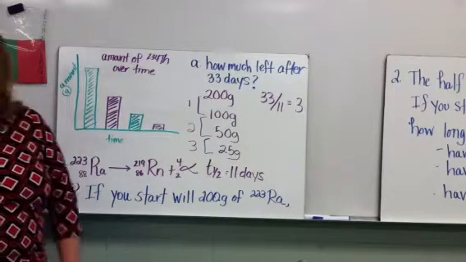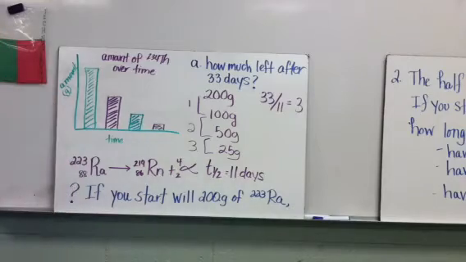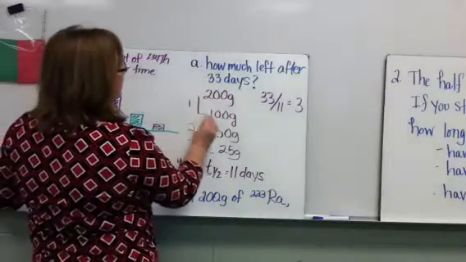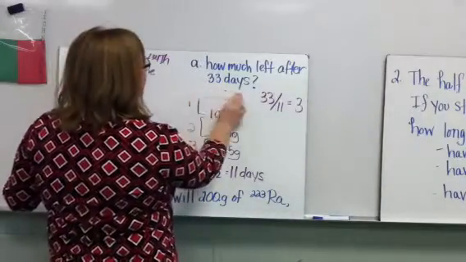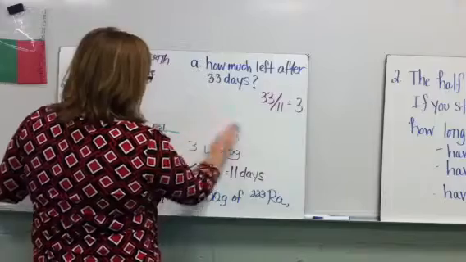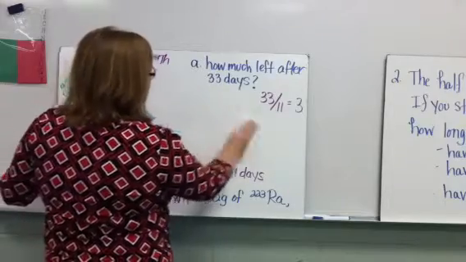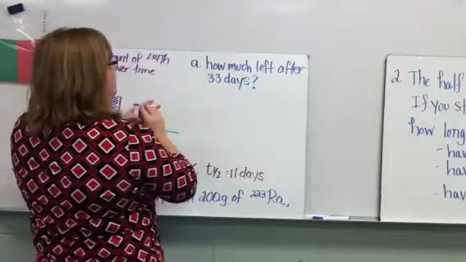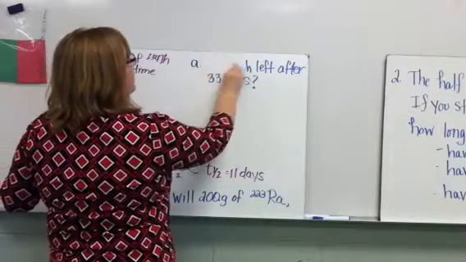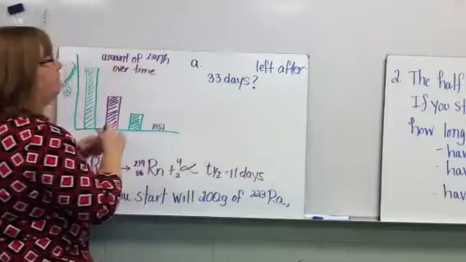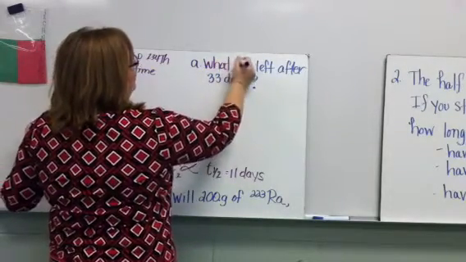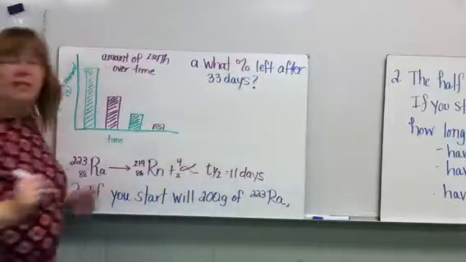Now, sometimes these questions are asking the very same thing, but they might be worded slightly different. They might say something like, what percentage is left after 33 days. So they might not just say how much and want a gram amount, they might say what percentage. And actually, I kind of think this is even easier.